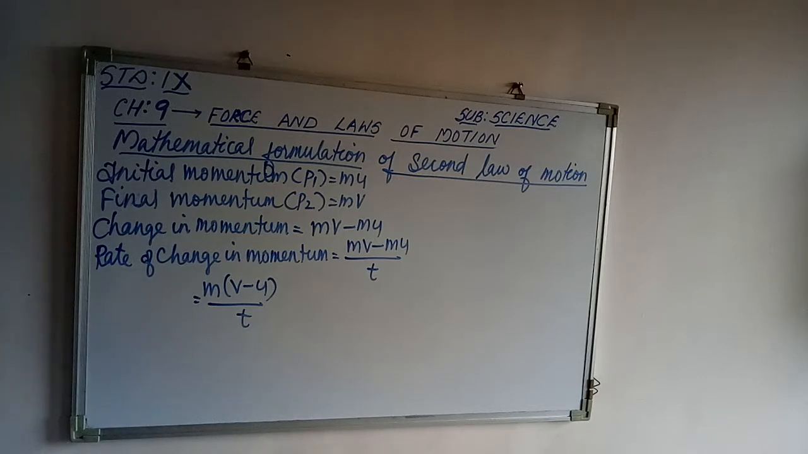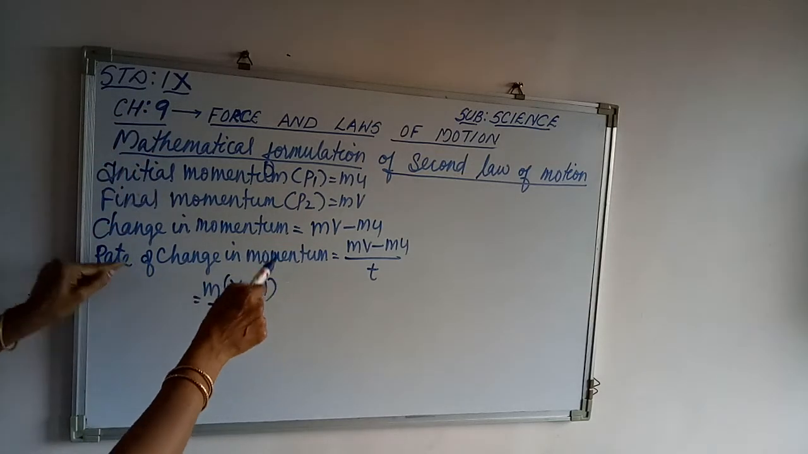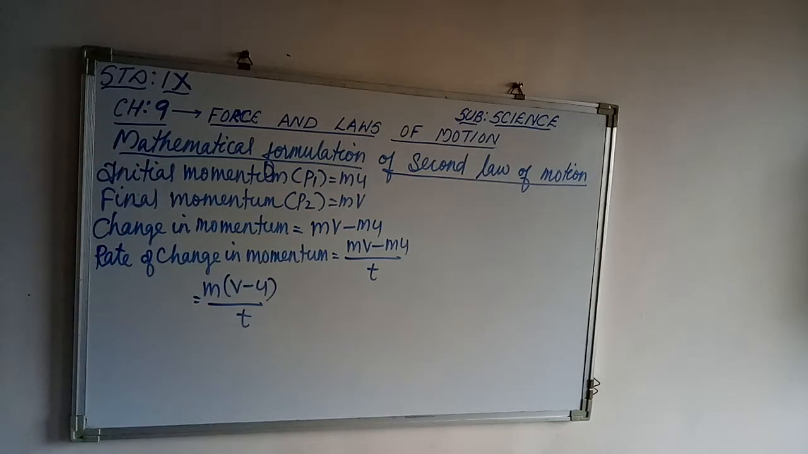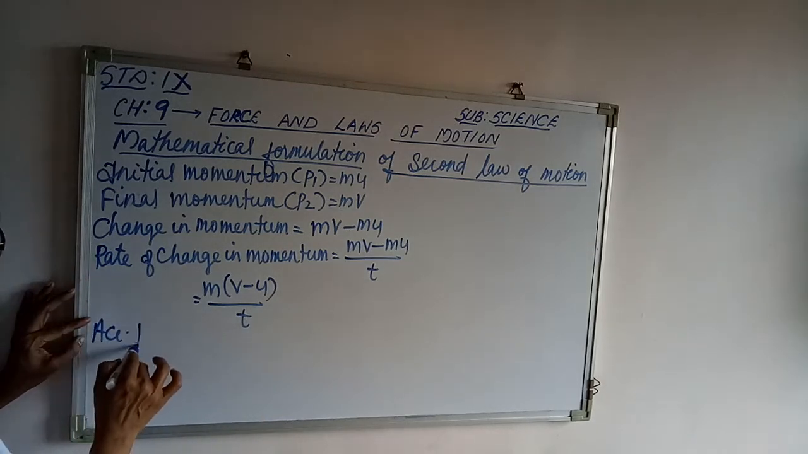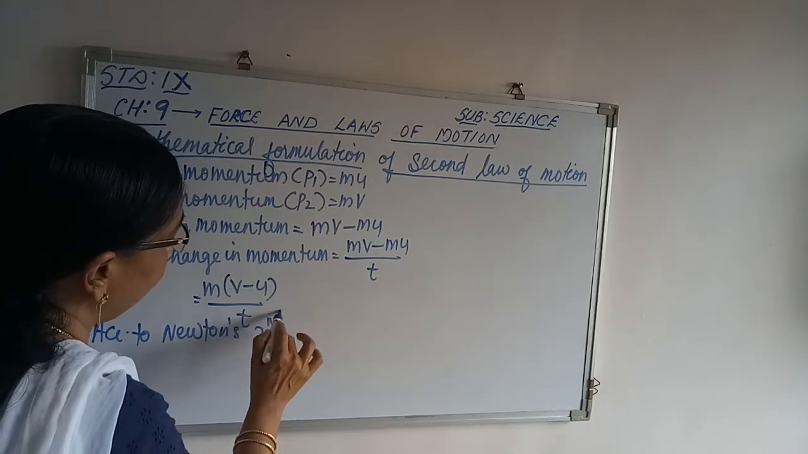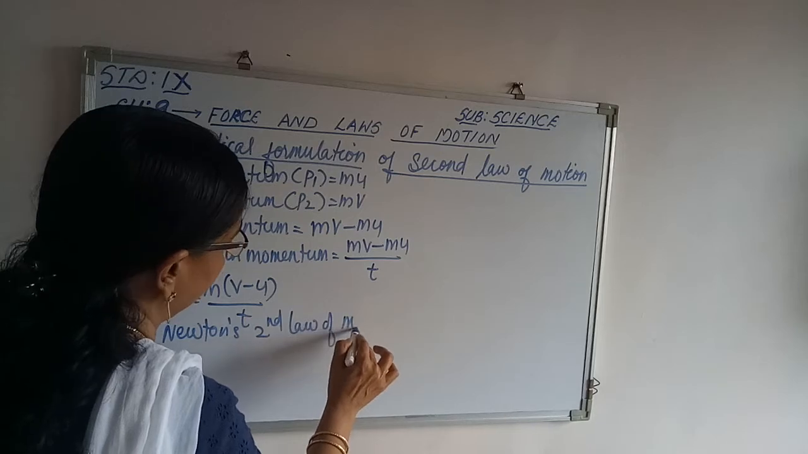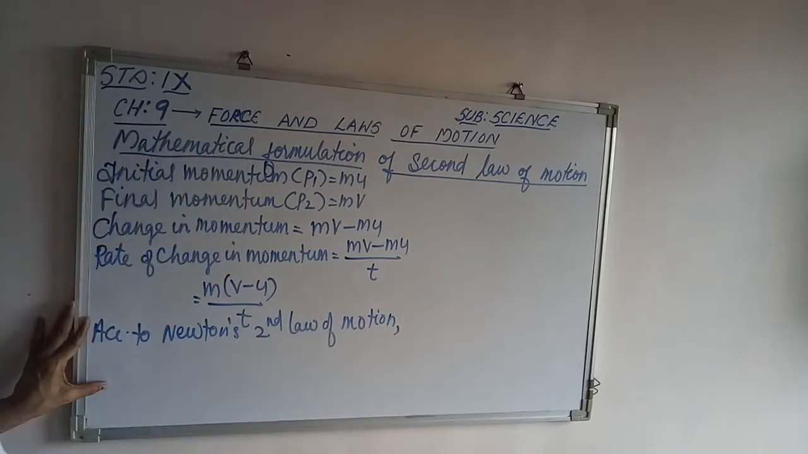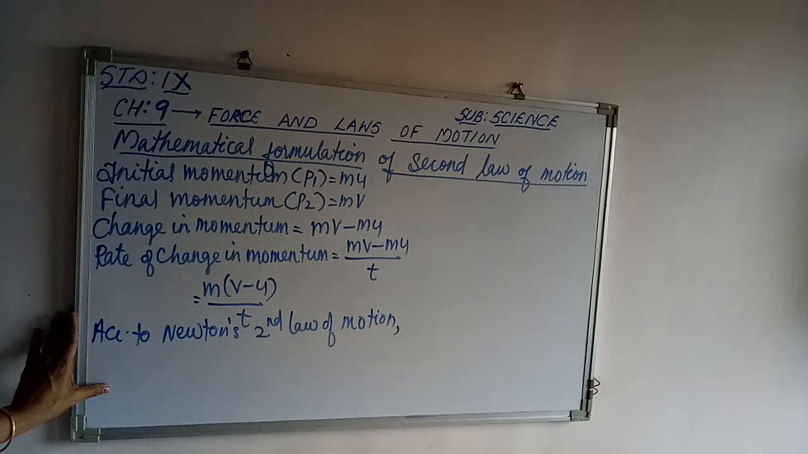According to Newton's second law of motion, we know that the rate of change in momentum is directly proportional to the external unbalanced force or the applied unbalanced force. Otherwise we can write that the applied force is proportional to the rate of change in momentum. So according to Newton's second law of motion, applied force is proportional to rate of change in momentum.